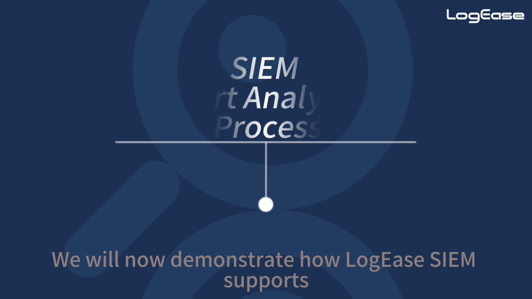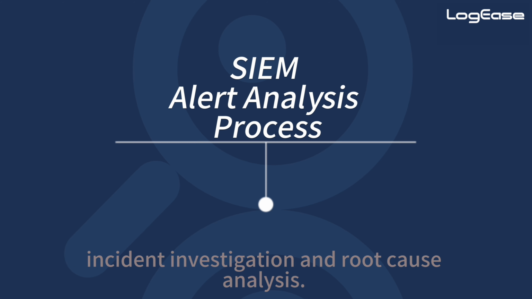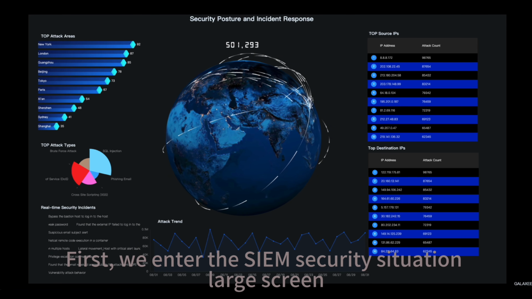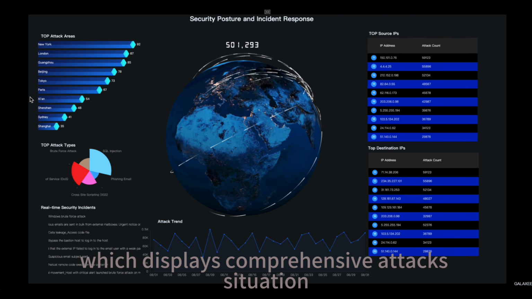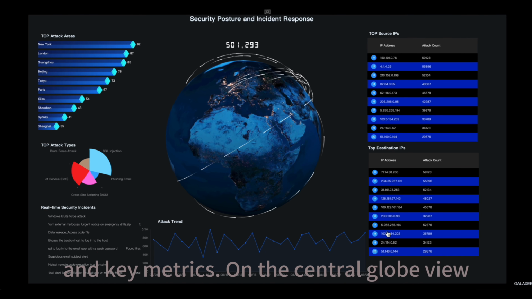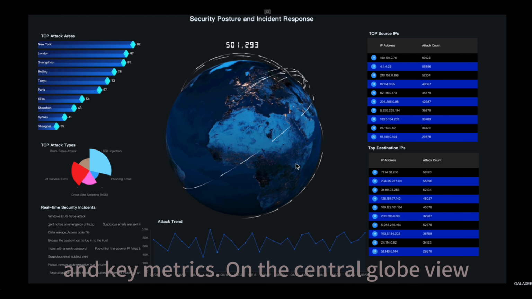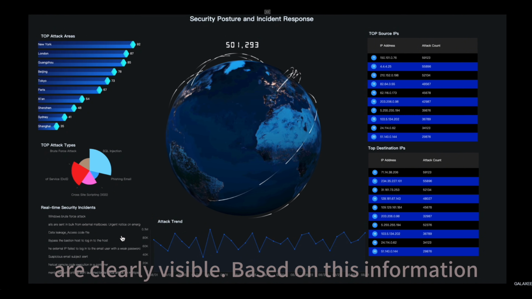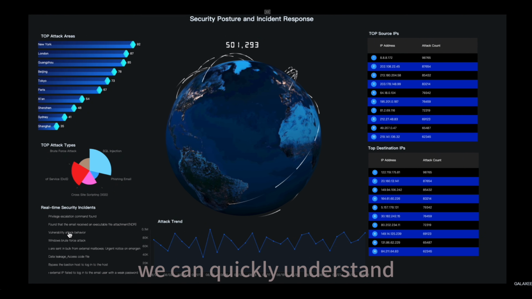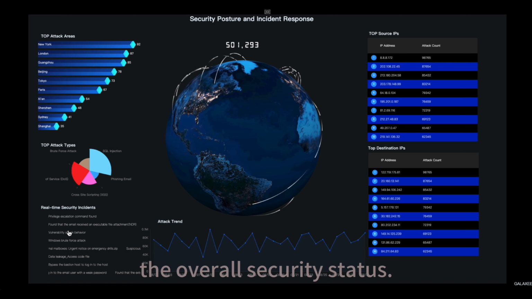We will now demonstrate how LogEase SIEM supports incident investigation and root cause analysis. First, we enter the SIEM security situation large screen, which displays comprehensive attacks, situation, and key metrics. On the central globe view, connections between attack sources and targets are clearly visible. Based on this information, we can quickly understand the overall security status.